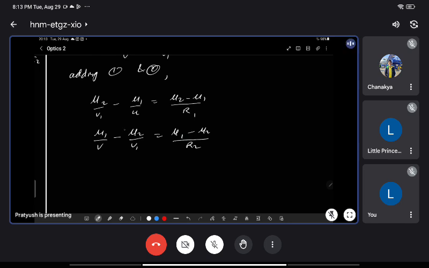What will happen? This will cancel out. Mu2 upon V1 minus mu2 upon V1 will cancel out. What will remain? Mu1 upon V, this is the final image distance, minus mu1 upon U, equals mu2 minus mu1 upon R1 plus mu1 minus mu2 upon R2.